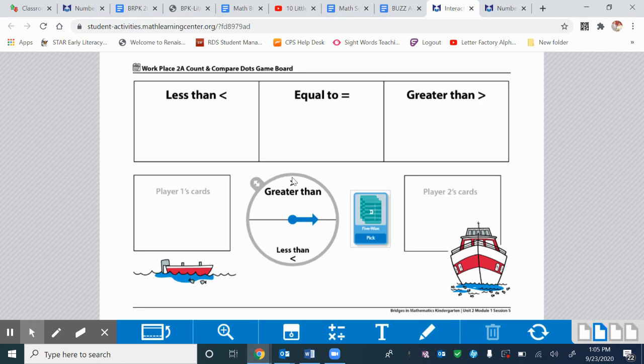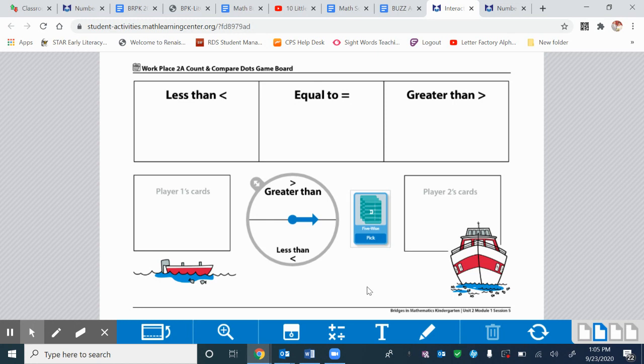In the middle, we have a spinner, and we have those words again, greater than, there's that symbol, and less than, there's that symbol. Over here, we have a stack of cards that we're going to pick from. And over here, it says player one's cards, and over here is player two's cards. I know it might look confusing or kind of crazy right now, but I'll go slowly so that we all know how to play it.